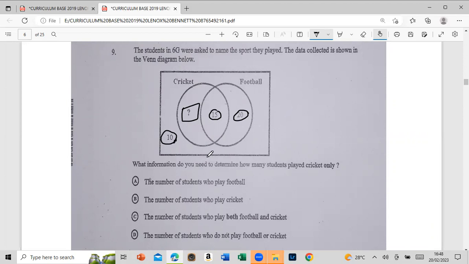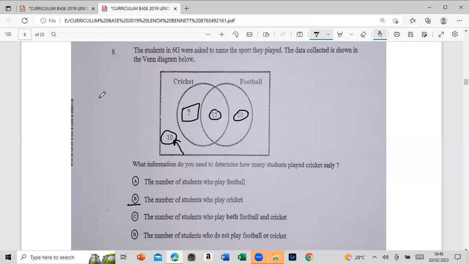Alright, this 10 represents persons who do not play cricket nor football. So they play neither. Alright, so what information do we need to determine how many students play cricket? That would be P, the number of students who play cricket. If you know the total number of students who play cricket, you just subtract it from this number.